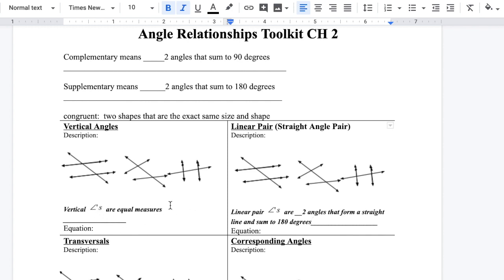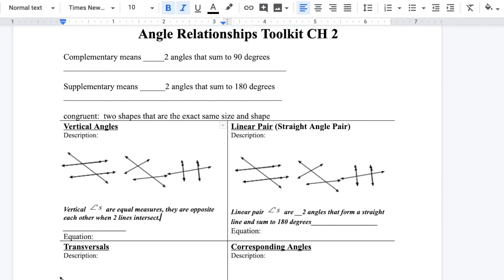And I'm going to add to vertical angles. Vertical angles are equal measures, but I'm going to also add in there that they are opposite each other when two lines intersect.